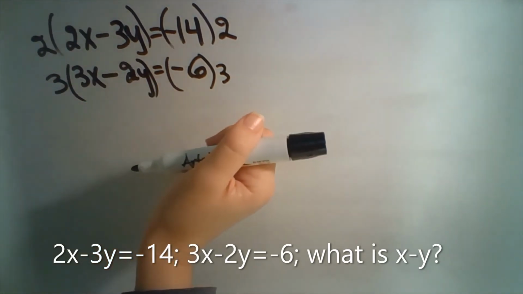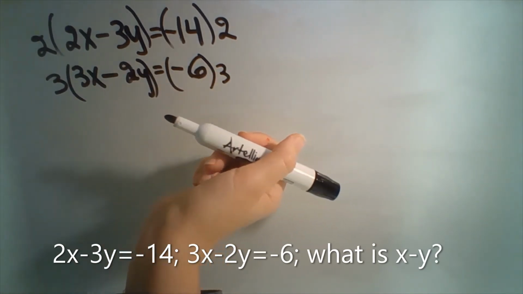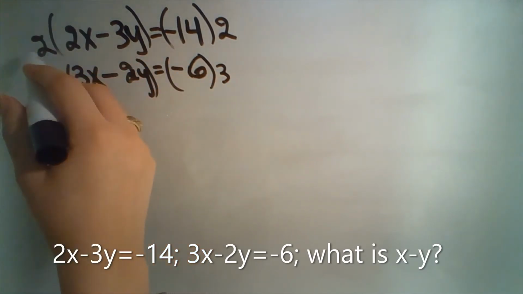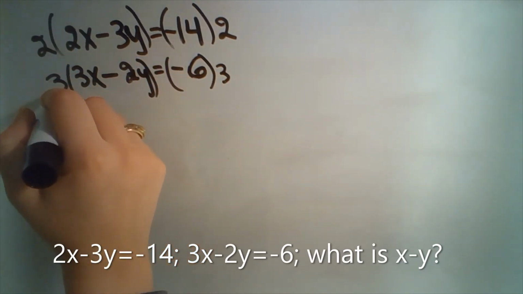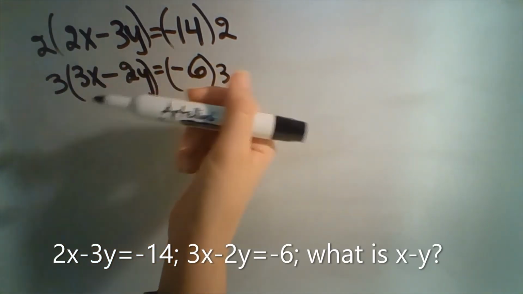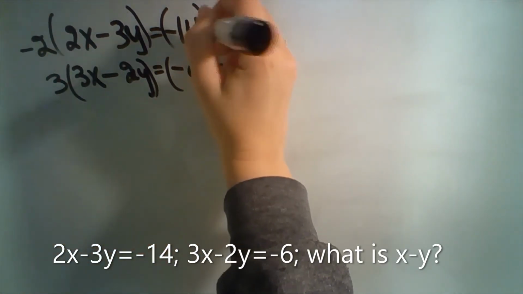But I don't really feel like subtracting them. For me, the negatives make this a little bit more confusing. So what I'm going to do is take either the 2 or the 3, and make it a negative. That way I have a 6 and a negative 6, and I can add the equations. I'm just going to throw a negative in up here.